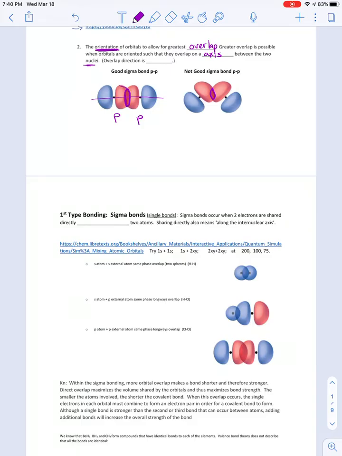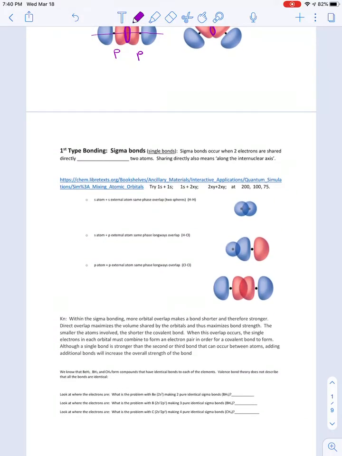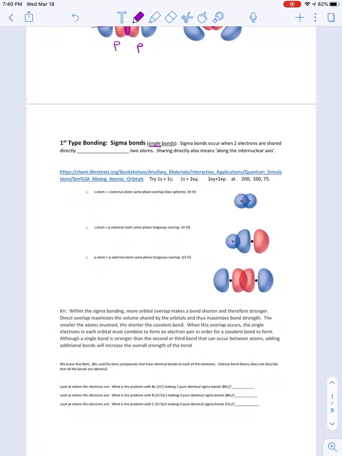So we're going to talk just a little bit about sigma bonds. I'm trying to remember what overlap direction is. I was going to say important. I'll come back to it. It'll come to me. So the first type of bonding is sigma bonds.